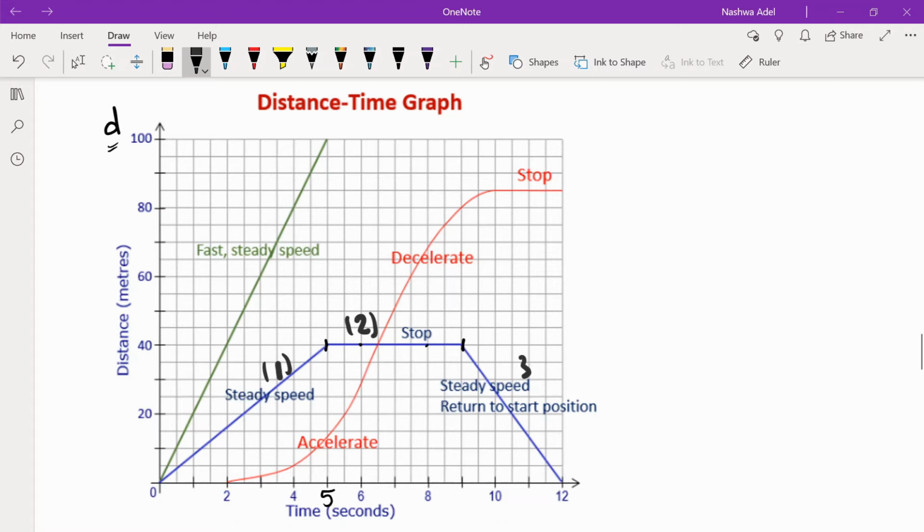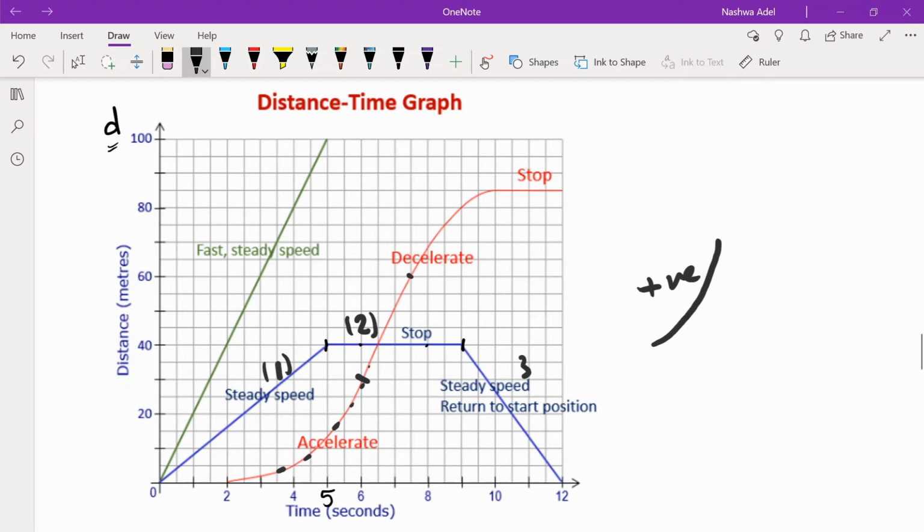What about the red curve? The red curve here, this is the acceleration. Okay, so here you see the acceleration. This is the shape of the positive acceleration. If the curve takes this shape, this is positive acceleration, like this part. Okay, and then from here to here, we can see that it is like a straight line, and from this point to the end here, this is deceleration.